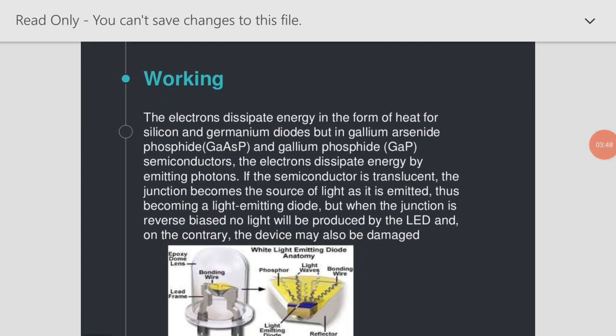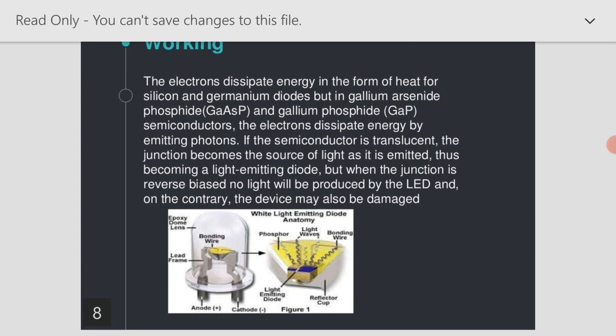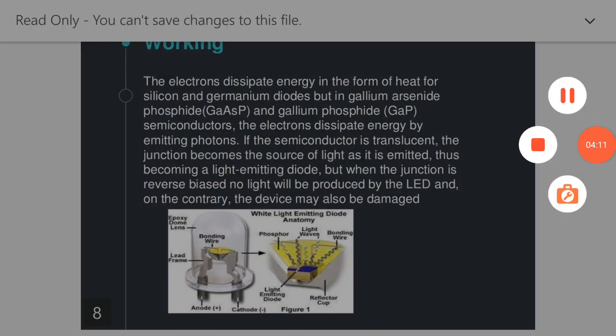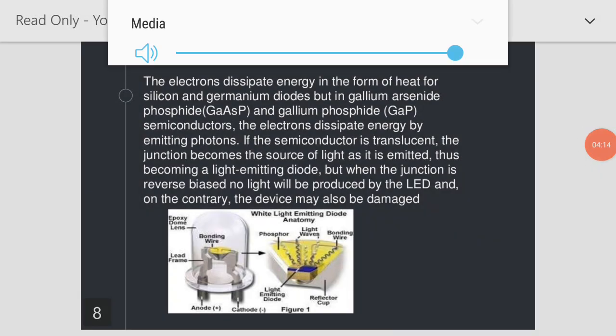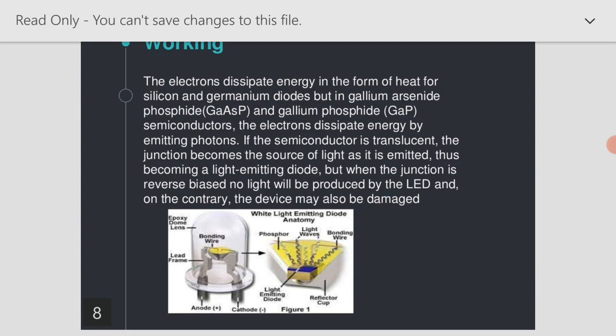Working. The electrons dissipate energy in the form of heat for silicon and germanium diodes, but in gallium arsenide phosphide and gallium phosphide, GaP, semiconductors, the electrons dissipate energy by emitting photons. If the semiconductor is translucent, the junction becomes the source of light as it is emitted, thus becoming a light emitting diode. But when the junction is reverse biased, no light will be produced by the LED, and on the contrary, the device may also be damaged.